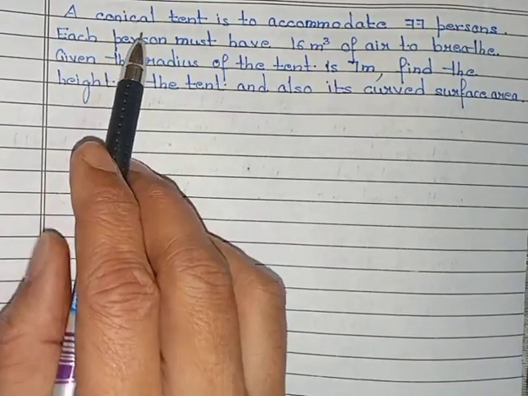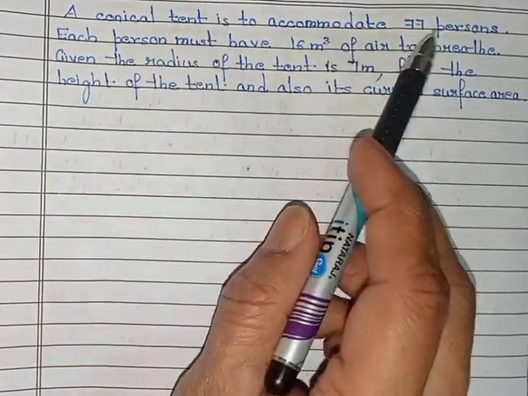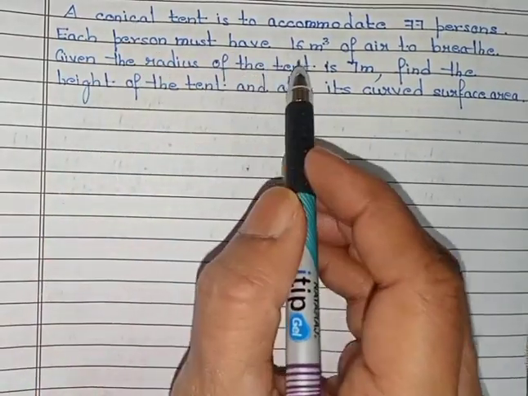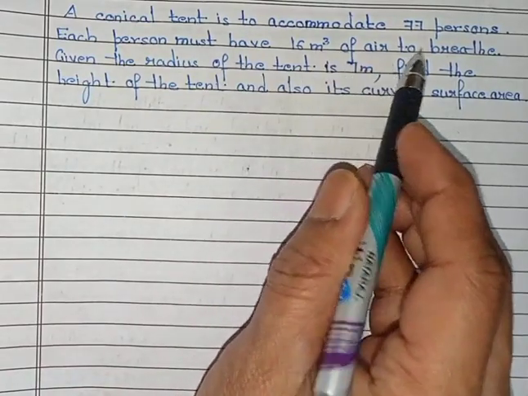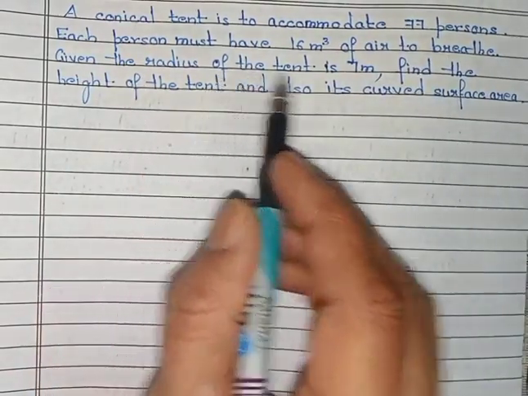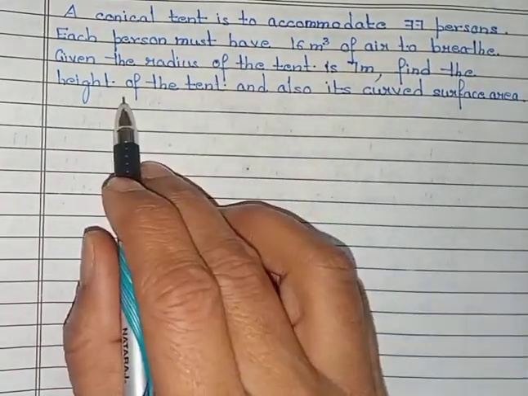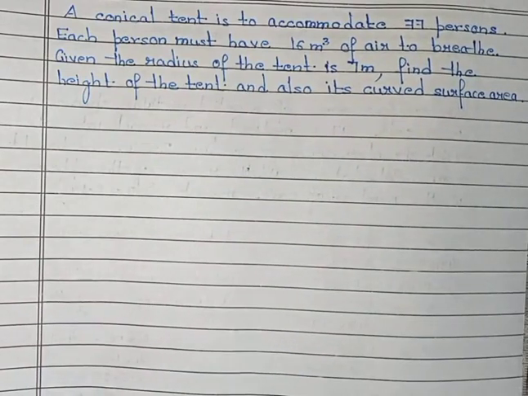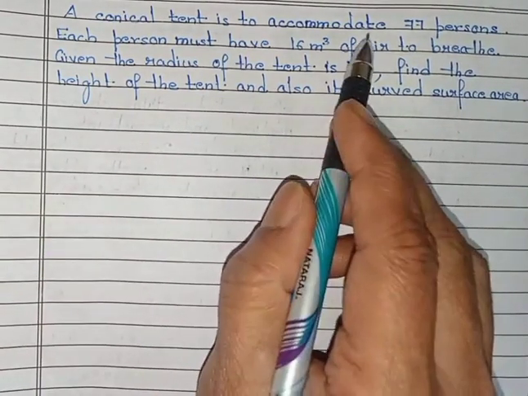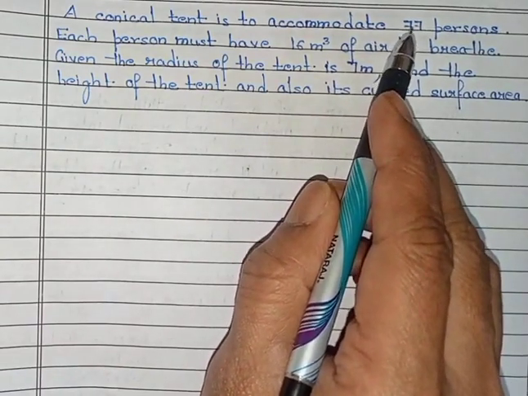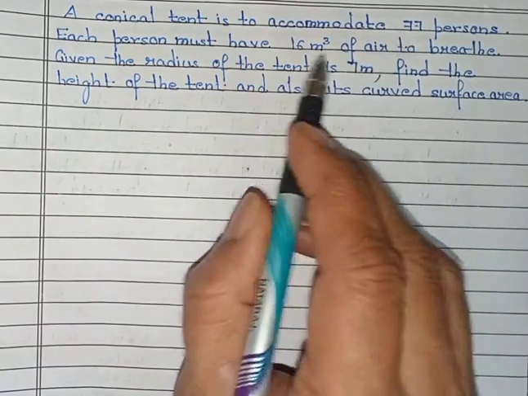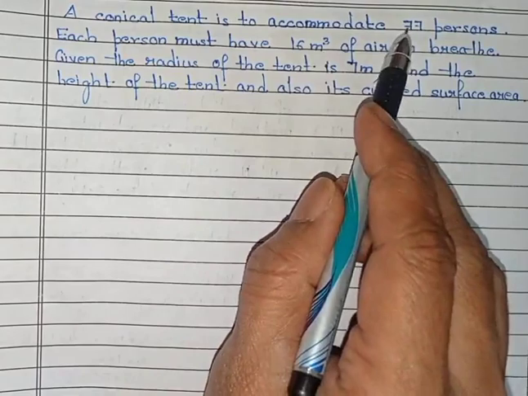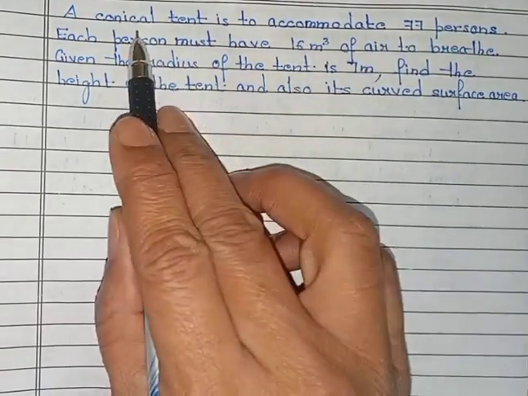The question says a conical tent is to accommodate 77 persons and each person must have 16 cubic meter of air to breathe. Given the radius of the tent is 7, we have to find the height and also the curved surface area. The question has given us the number of persons in the tent, 77, and each person requires 16 cubic meter of air. So if we multiply these two, we can get the volume of the tent.